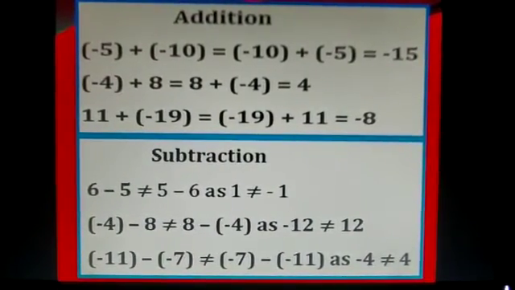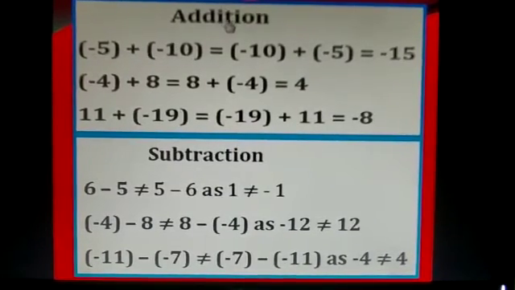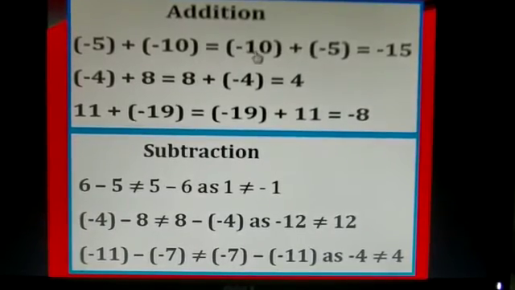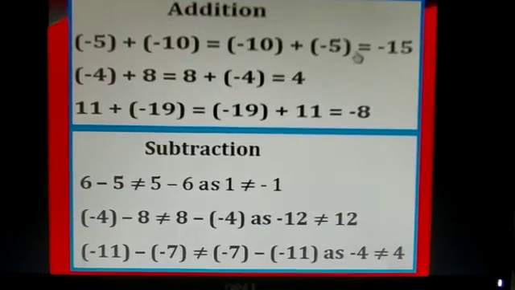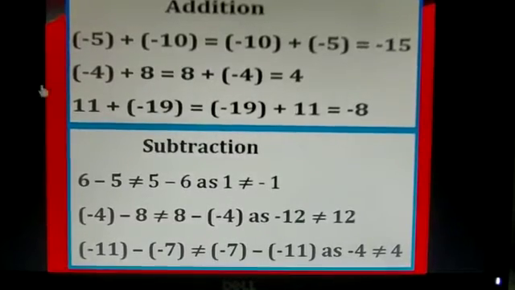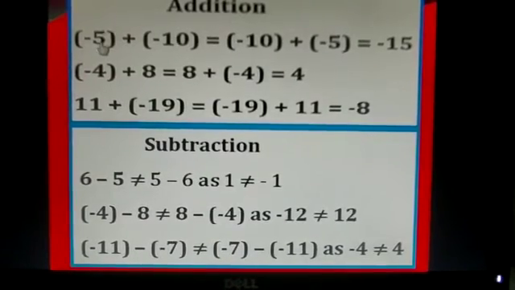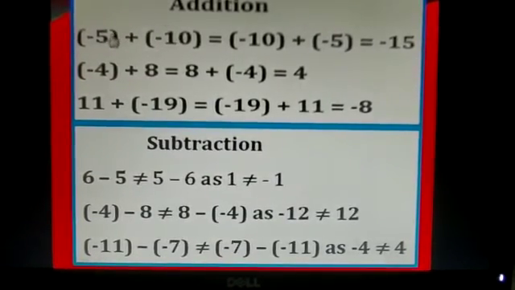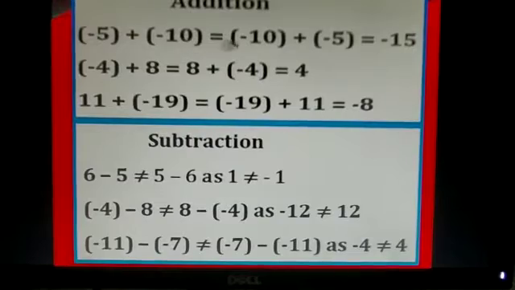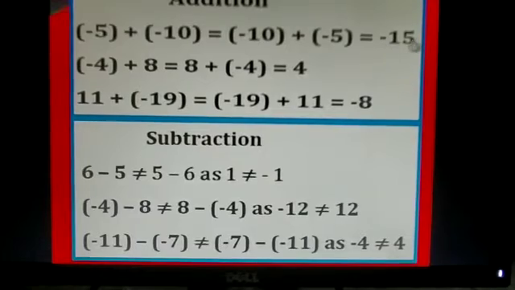So let us go through the following examples, then it will be more clear for you. The case of addition, negative 5 plus negative 10 is equal to negative 10 plus negative 5 is equal to negative 15. Here negative 5 and negative 10 are two negative integers. But when we change the order of these two integers, that is negative 10 plus negative 5, we get the sum, that is negative 15.